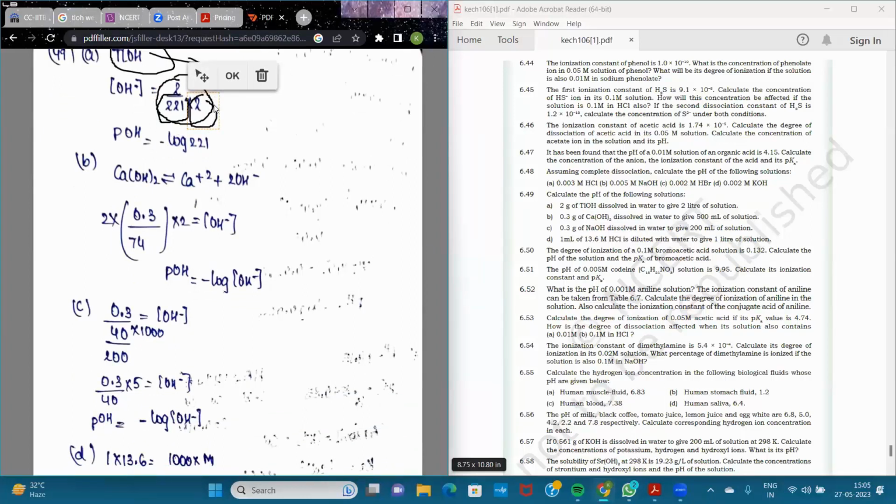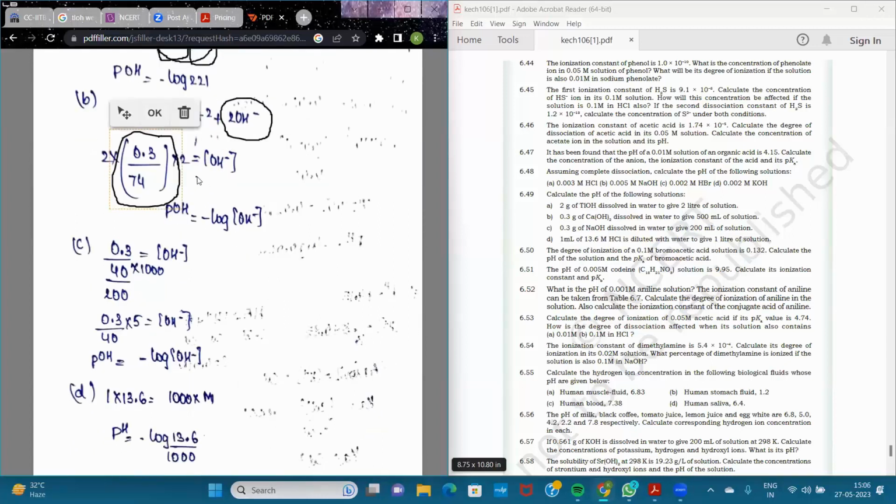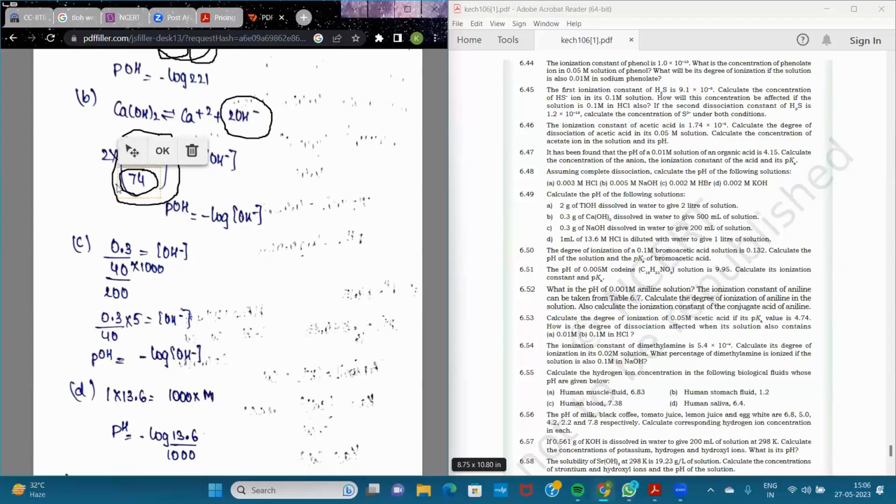In a similar way, for Ca(OH)2, if it dissociates, it gives 2 hydroxide ions. So for finding the concentration of OH- present in the solution, you need to take twice the concentration of Ca(OH)2 taken. We'll initially find the concentration of Ca(OH)2 taken, that is 0.3 grams by the molecular weight of Ca(OH)2, which is 74, and the volume is 500 ml. 500 ml into 1000, so the molar concentration of OH- is twice the molar concentration of Ca(OH)2. From the concentration of OH-, we can obtain the pOH.